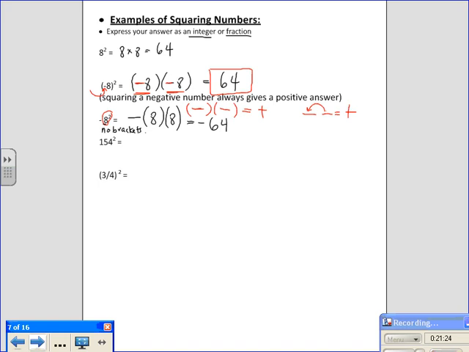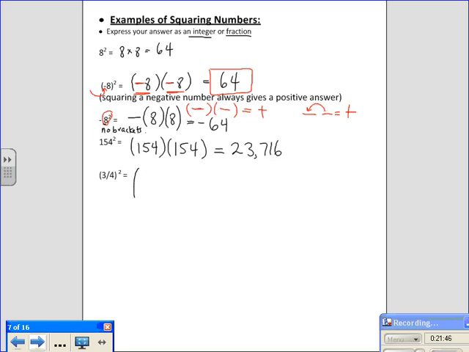154 squared, again, is equal to 154 multiplied by itself, 154 times 154. Using your calculator, you can square that, and we get 23,716 as our answer.